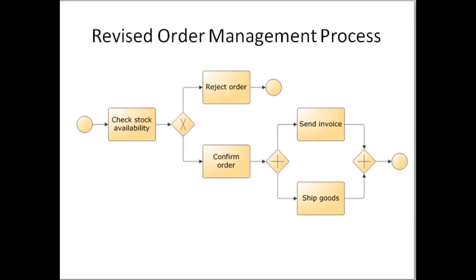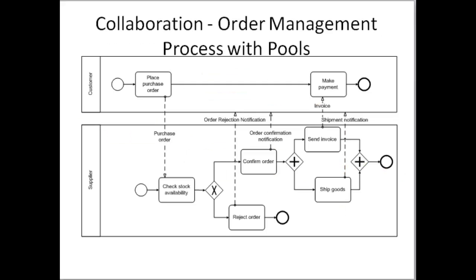Let's look at the revised order management process. It is worth emphasizing here that activities located in two parallel paths do not need to be performed simultaneously. For example, send invoice and ship goods need not occur both at exactly the same time, although due to a cosmic coincidence they could happen at the same time. Instead, it might happen that first the invoice is sent and later the goods are shipped, or things may happen in the reverse order.